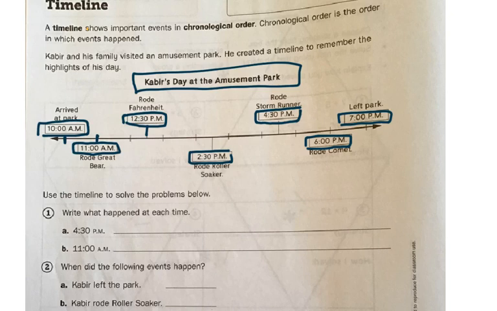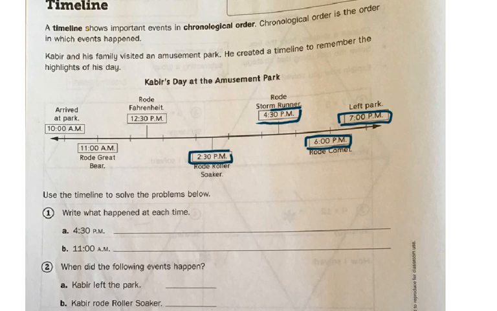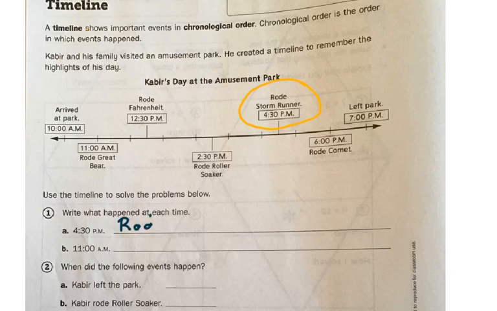I'm on number 1. Write what happened at each time. So I'm going to go ahead and erase this as to not confuse you. So we're going to look at 4:30. Here's my 4:30 time here. What happened at that time? Well, he rode Storm Runner. So on your sheet, go ahead and write rode Storm Runner.